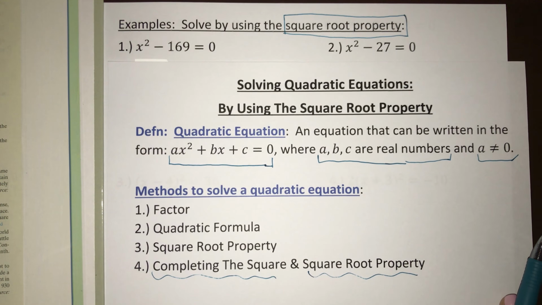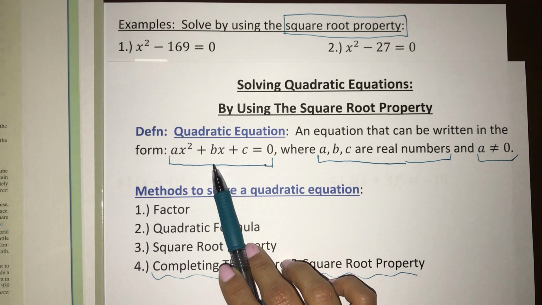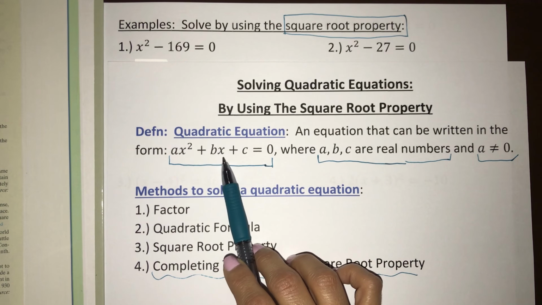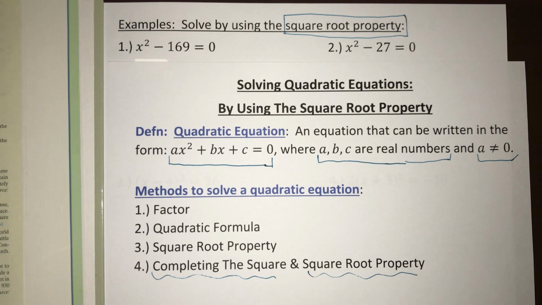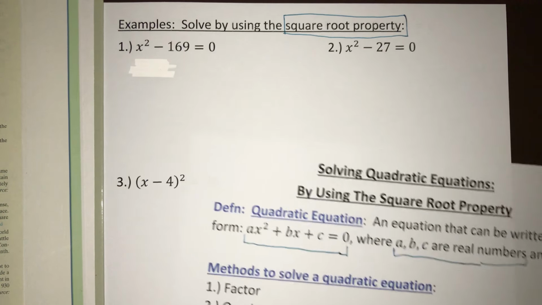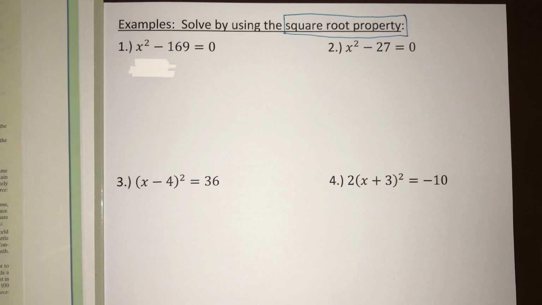So one thing to notice is that if you don't have the middle term, it'll be very easy to use the square root property. If you have the middle term here, you might need to complete the square first and then use the square root property. I will show you that in the second video. But for now, since I don't have the middle term, I'm going to show you how to use the square root property. The first thing you want to do is isolate x squared, which means add 169 to both sides of your equation.